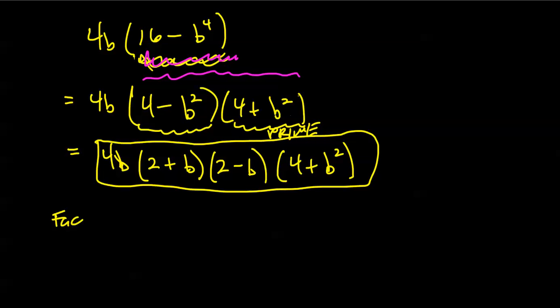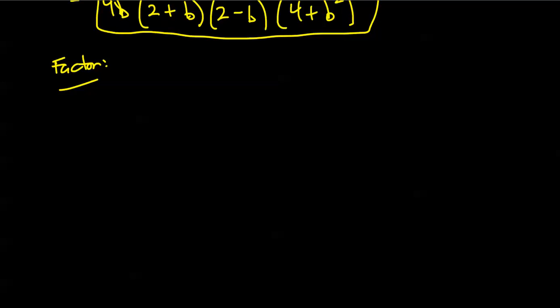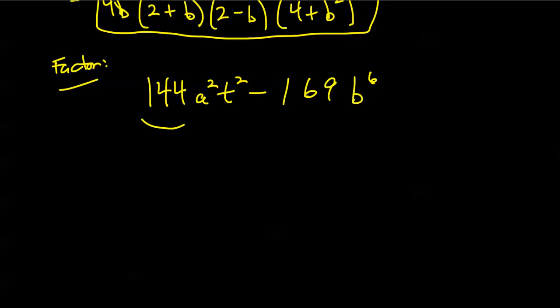Alright, 2 more I want to talk about today. And I got this one from your homework list, a little nasty one here. 144a squared t squared minus 169b to the 6th. Alright, don't panic. 144 is a perfect square. It's 12 squared. A squared t squared is the square of at. 169 is a perfect square.